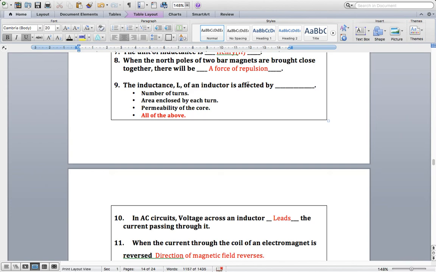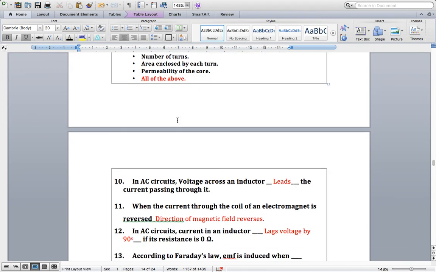Inductance L of an inductor is affected by dash. I told you there are four factors which will affect the inductance: number of turns, area, then permeability or the core material, and one more thing, the length of the coil. So all these are correct, and you should select all of the above. Don't read only the first one. Just read all the options and then choose. Maybe there will be an all of the above option. That will be the answer.